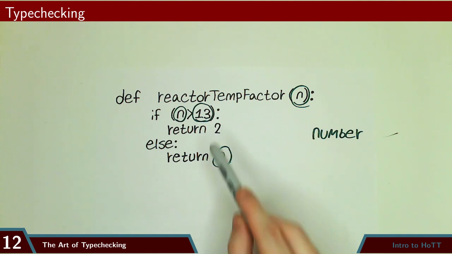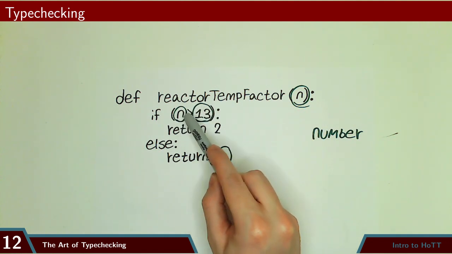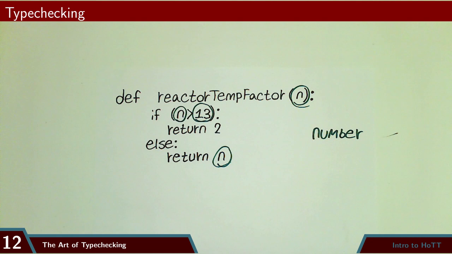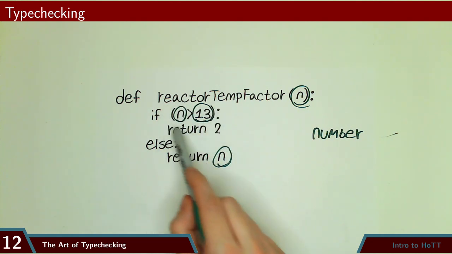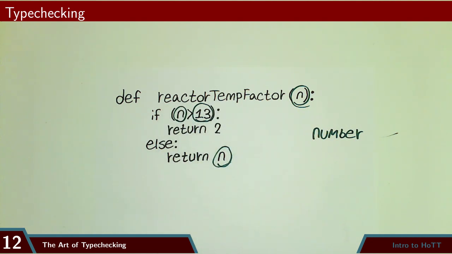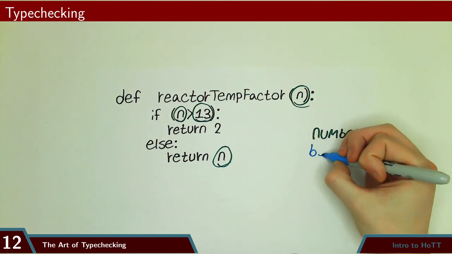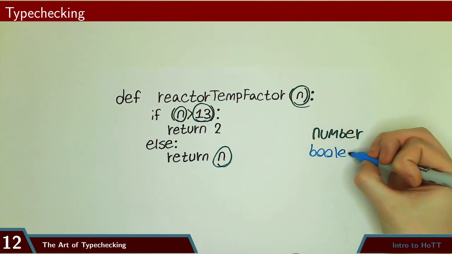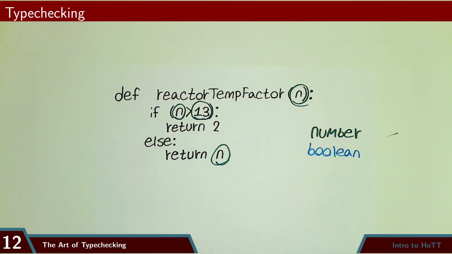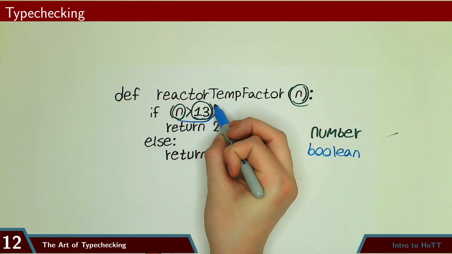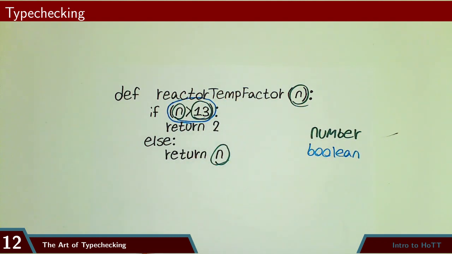And then here we have a comparison. n is greater than 13. And so n greater than 13, that's a term in its own right. But that doesn't have type number. That has a different type, which we often call Boolean. Now, Booleans are the kinds of things that can be true or false. In this case, n greater than 13 is either true or it's false.